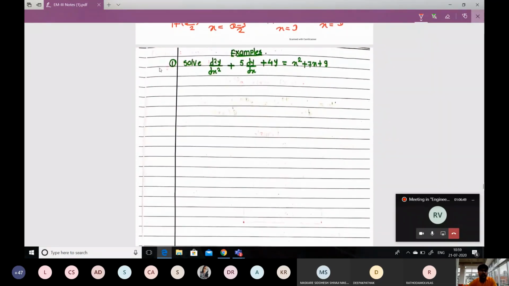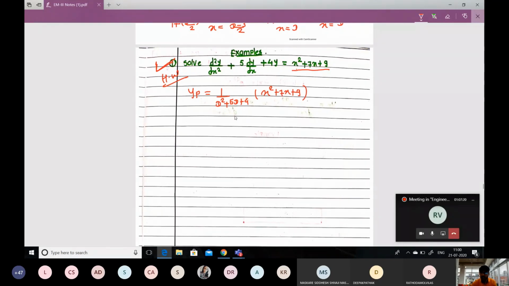Note down this one example for homework. Now look at the right hand side. Right hand side is x square plus 7x plus 9, which is a polynomial. So you have to consider the auxiliary equation while finding yp. Yp corresponds to the auxiliary equation d square plus 5d plus 4, and the right hand side x square plus 7x plus 9. I just want to find a solution of this.